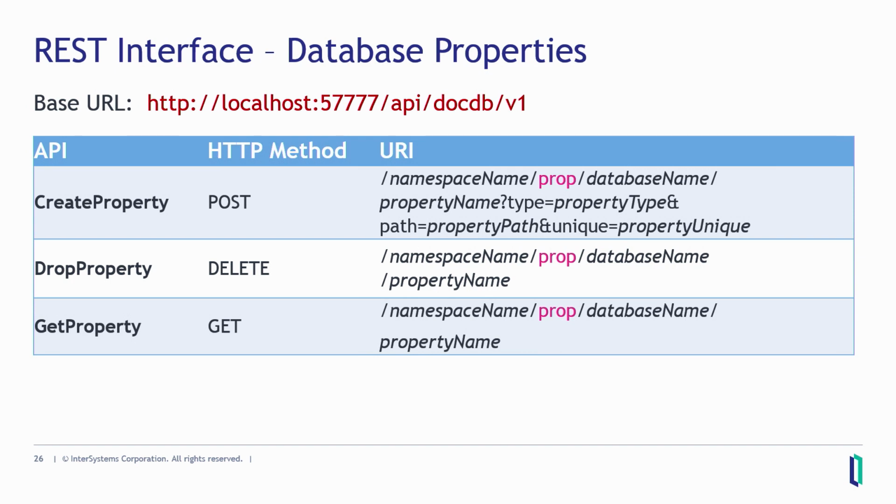So we've got our URL, service address, API DocDB v1, work with that database. Prop is our REST service. Samples our namespace, and then database, in this case, was person. Give it a property name, and our parameters of the URL. We're going to give it the type, the path, and whether it's a unique index or not. And similarly, to manage it, you've got the delete and get methods as well.